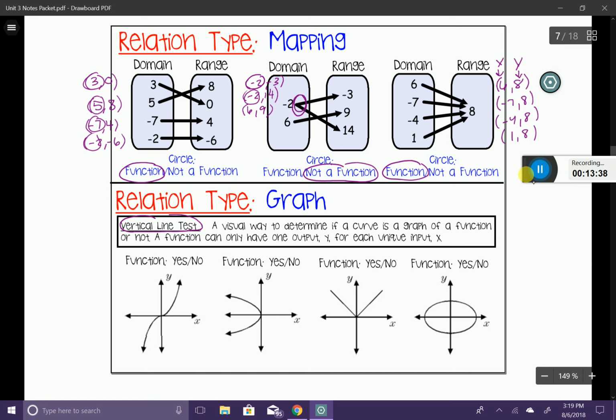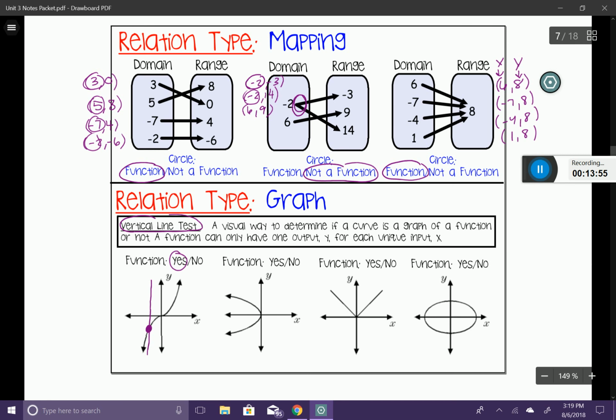So I'm just going to go ahead and draw a line right here. Notice that my line only crosses the given graph at one location. If it crosses at only one location, that means this is a function.